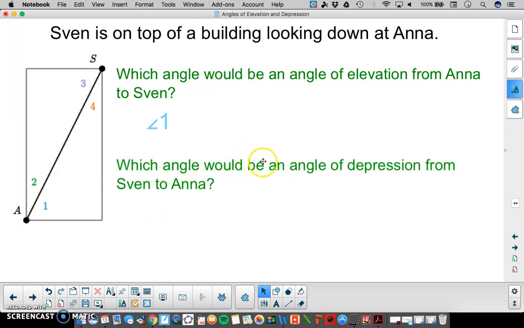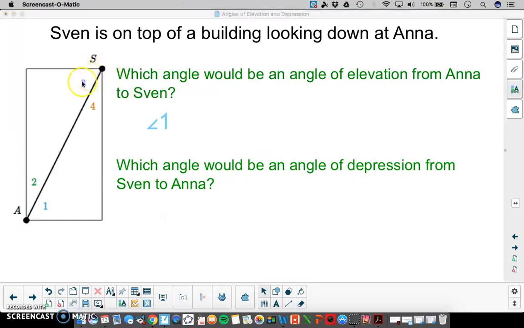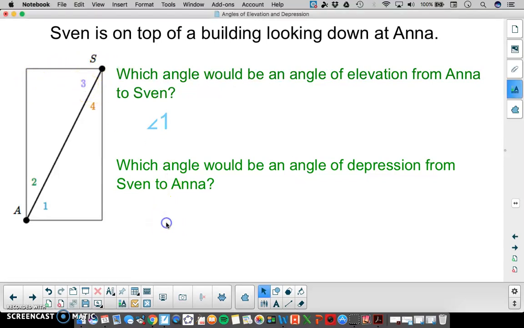Which angle would be an angle of depression from Sven to Anna? At point S, we have angles 3 and 4. We always look from the horizontal line, and we're looking for an angle of depression, so from the horizontal line downward would be angle 3. So angle 3 is our angle of depression. Angles 2 and 4 come from vertical lines to that line of sight, and so neither one of those are angles of elevation or angles of depression.